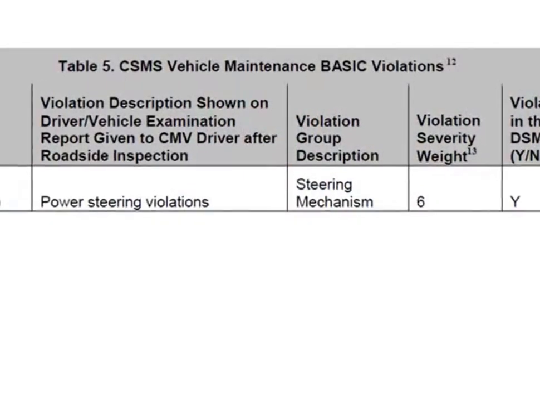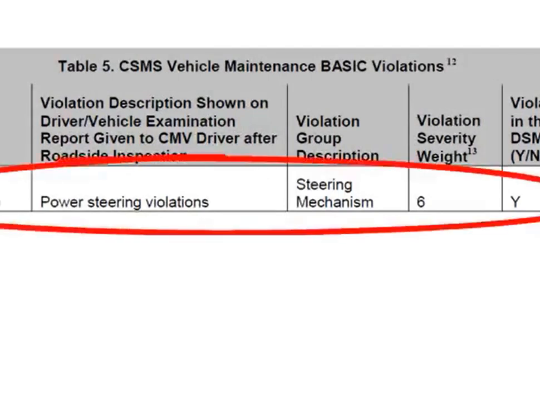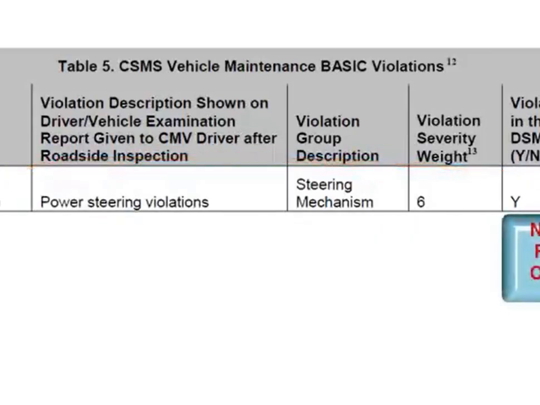As an example, let's say your company has no current violations, but one day at a roadside inspection you're hit with a power steering violation, but the vehicle is not put out of service. The total BASIC point total for that violation is a 6.